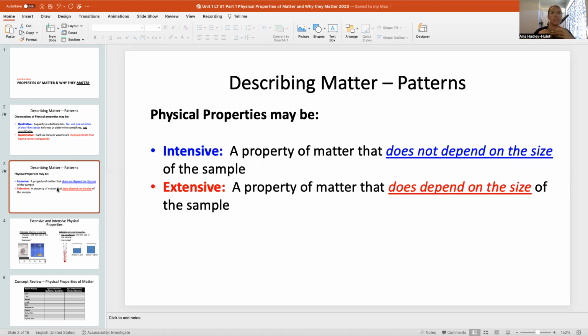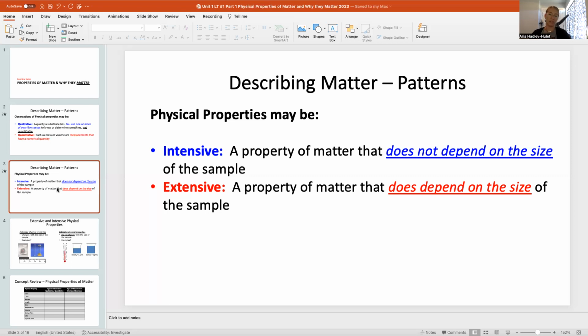Another example of intensive would be density. Even though I removed some of the mass, I also removed some of the volume. So the density stayed the same. It doesn't matter what the size of the sample is. If I have a cup of water, I know that the density of that water doesn't change if I pour some of the water out.